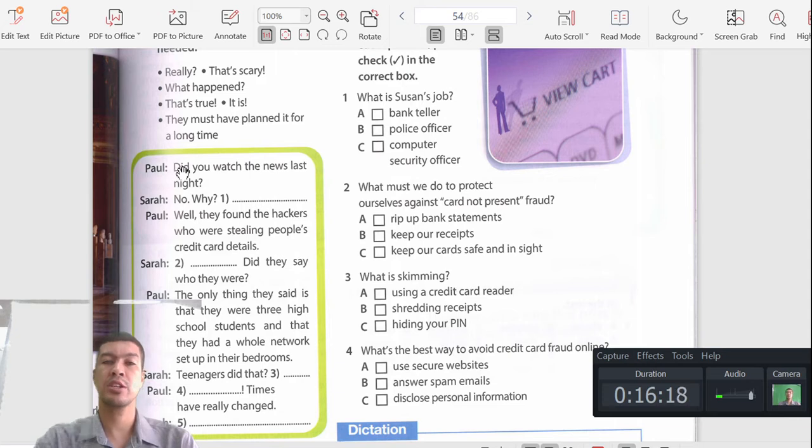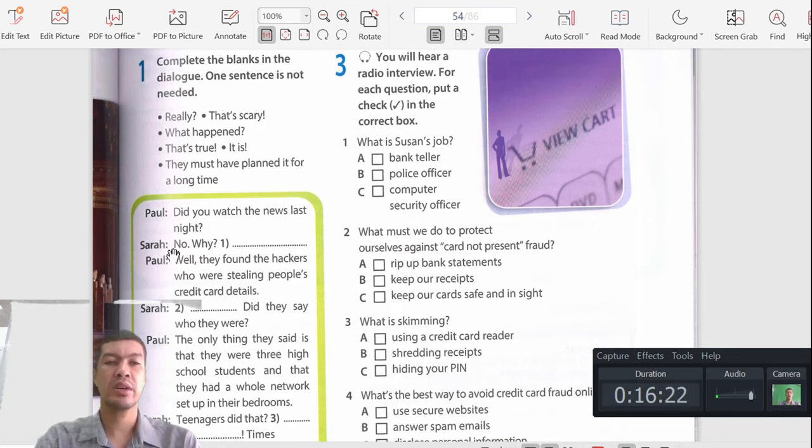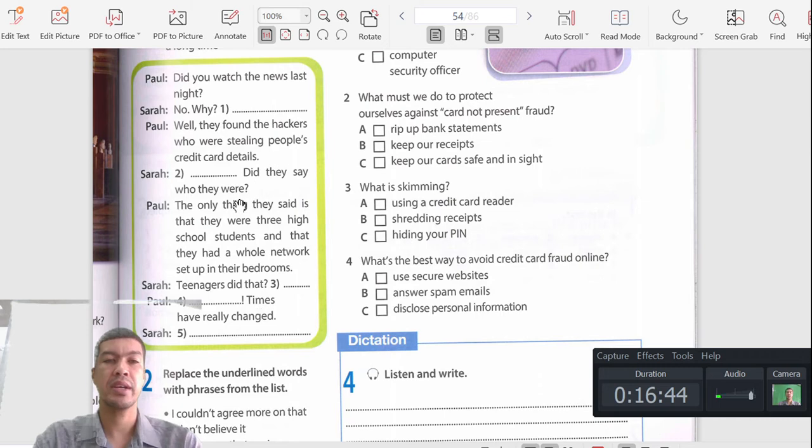Paul asked the question, did you watch the news last night? Sarah's response, no, why? And the correct answer is, what happened? Paul replies, well, they found the hackers who were stealing people's credit card details, whereby Sarah responds, really? Did they say who they were? So the correct answer is really.